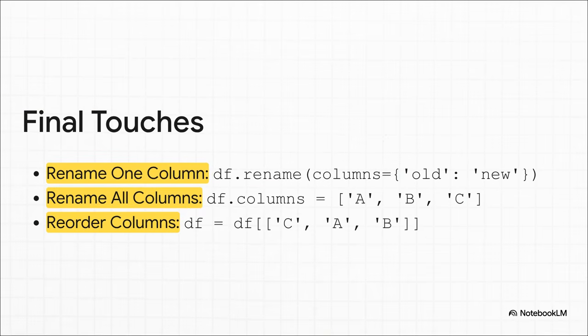And finally, let's add some final touches to make our data frame genuinely easy to read. You can rename one column with df.rename, or just rename all of them at once with a new list. And maybe most importantly, you can reorder the columns to put the most critical info right at the front. It's all about getting the data prepped for its final transformation.